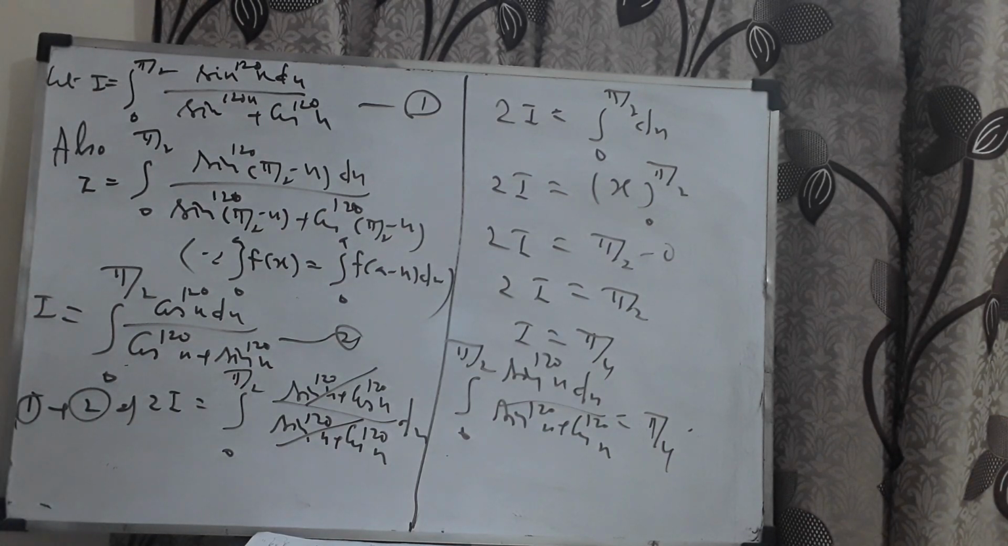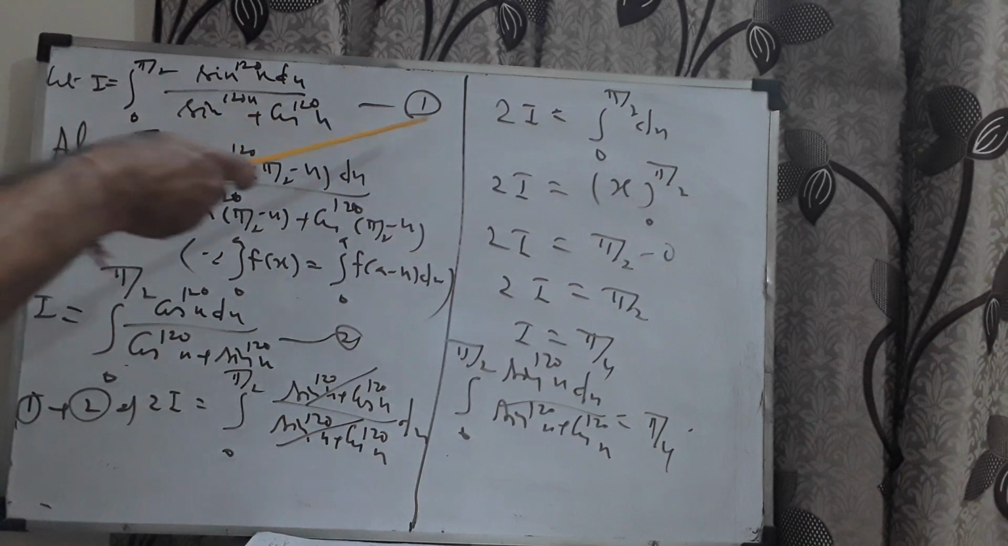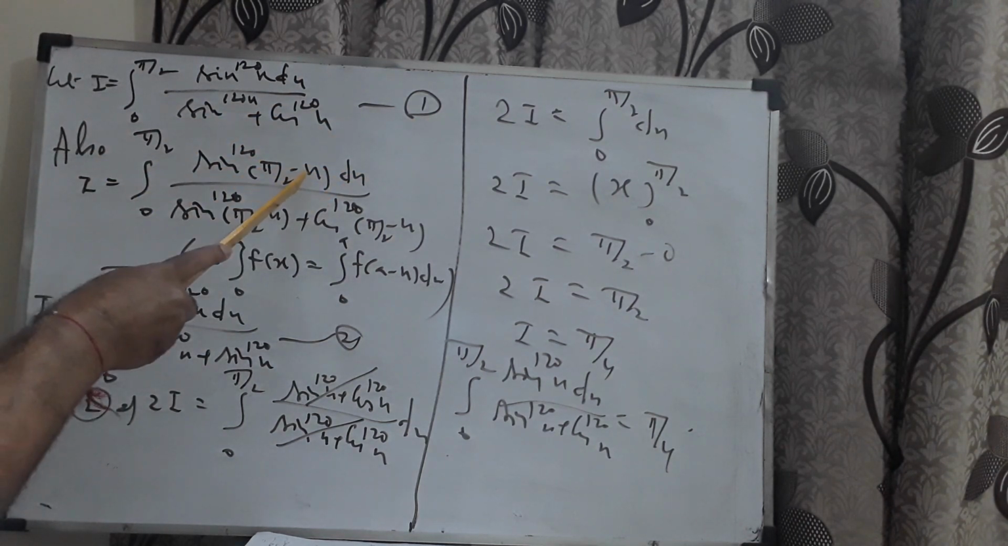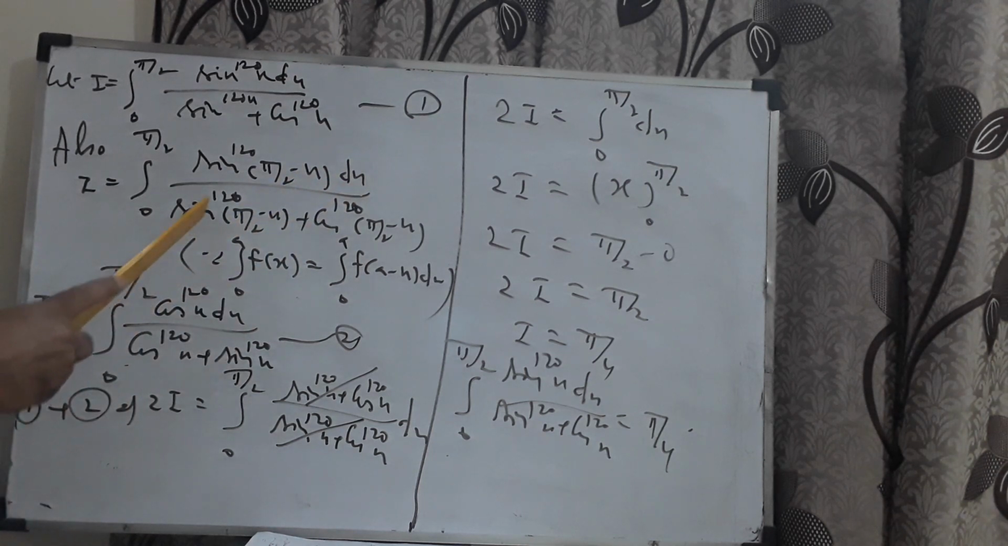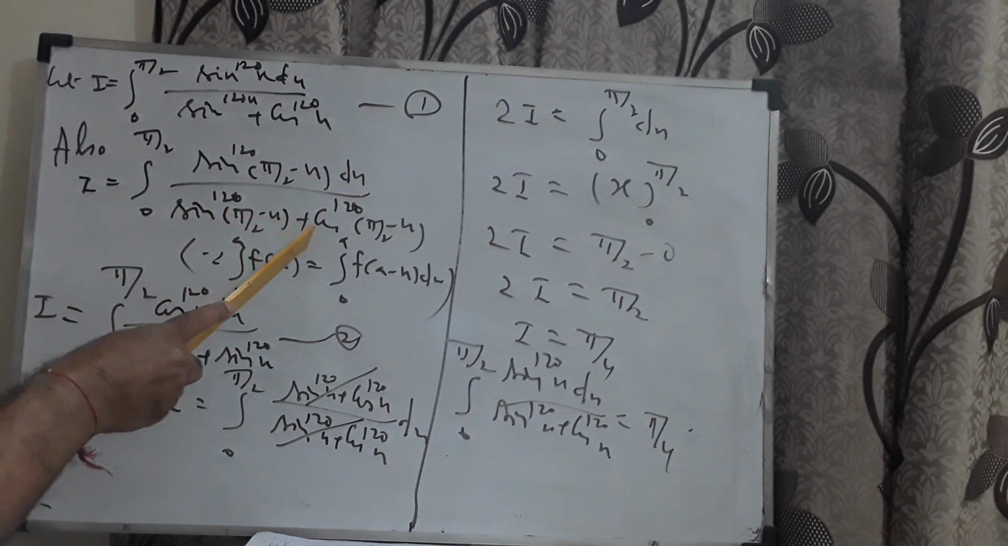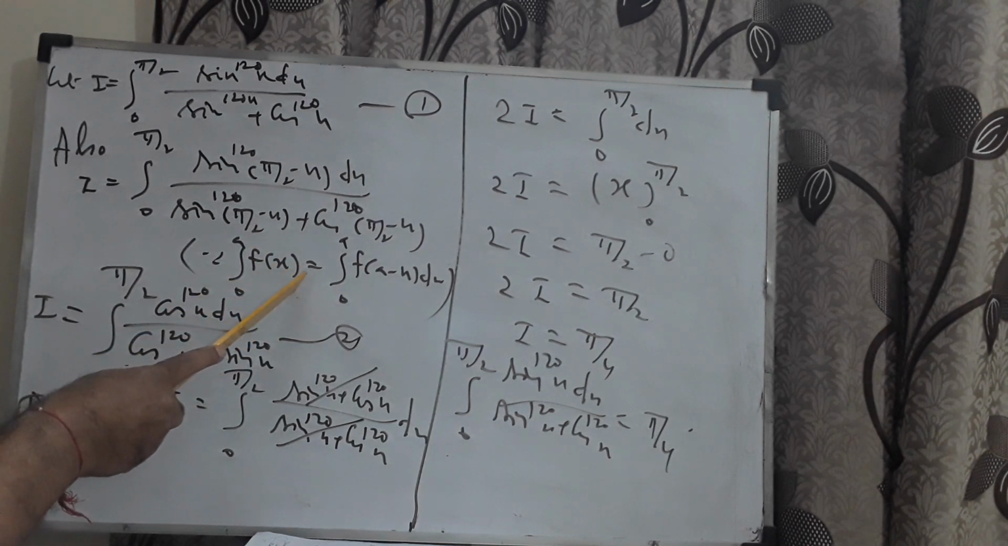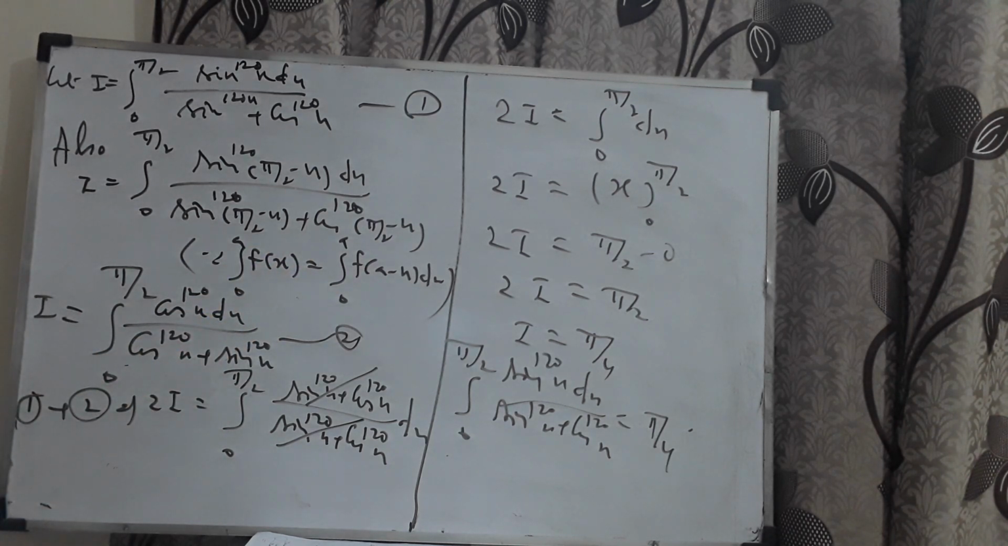Let me just repeat the whole process. I take it as I, name it as 1. Also I equal to integral 0 to pi by 2 sin power 120 (pi by 2 minus x) dx by sin power 120 (pi by 2 minus x) plus cos power 120 (pi by 2 minus x). Applying the property integral 0 to a f of x dx. I missed out dx, sorry.